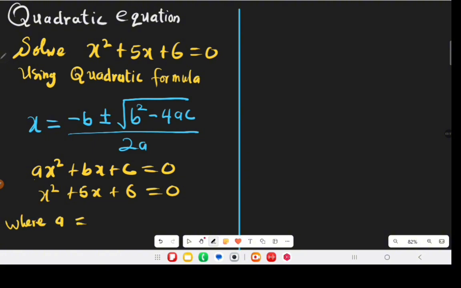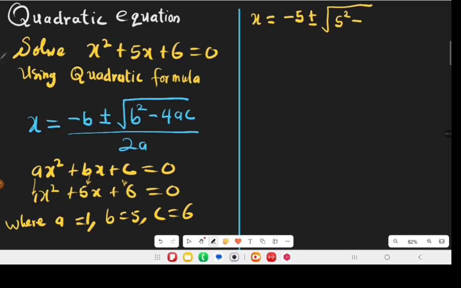a is equal to an invisible 1 here, which is 1, b equals 5, and c is equal to 6. So what we are going to do is substitute these values into the formula. That is to say, x is equal to minus 5, since b is 5, plus or minus square root of 5 squared minus 4, a is 1, and c is 6, all over 2a, a is 1.